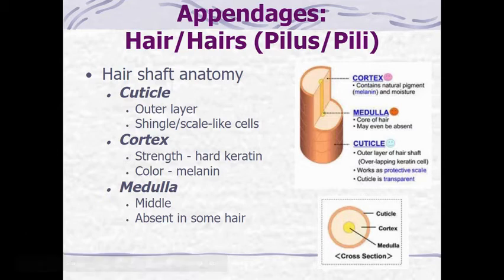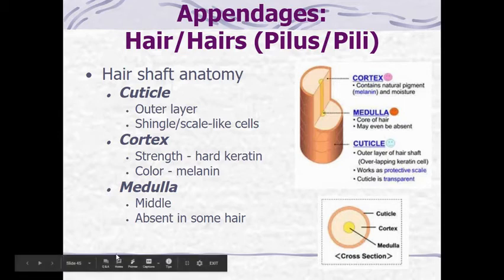Hair shaft anatomy. So if we look at an individual hair and if we do a cross section through it, we'll see a cuticle. It's the outer layer, and the cells that make up the cuticle are kind of scale-like. Then we're going to have a layer called the cortex. This is where we're going to find most of the hard keratin, and it's also where we're going to find the melanin that gives it color. And then the very center is the medulla. In some hair, it's not even there. So some hairs only have a cuticle and a cortex. Not every hair has a medulla.